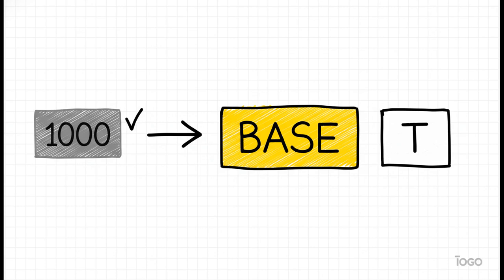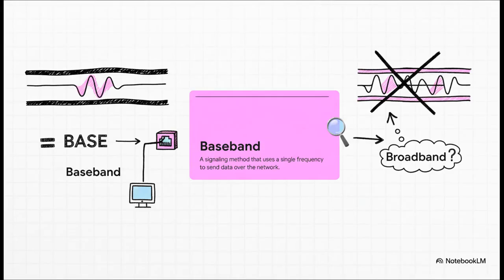Now, let's look at the middle part, that word base. It's in almost all of them. So, what's that all about? Well, base is just shorthand for baseband signaling. Now, the easiest way to think about this is like baseband is a private one-lane road that's used only for your network data. It's totally different from something like broadband, which is more like a huge multi-lane highway with all sorts of different traffic on it. For Ethernet, it's all about that single, dedicated, private lane.